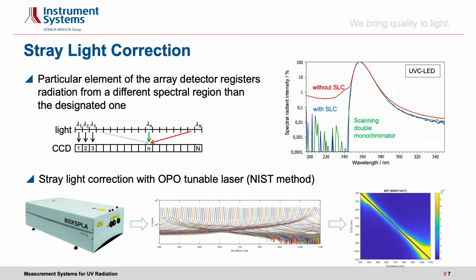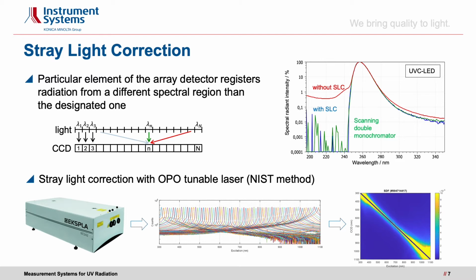The stray light correction can be applied using a tunable laser after the method developed by the NIST. So tuning the laser over the entire spectrum of the spectroradiometer, you obtain different excitation wavelengths and different responses, so that after application of such a so-called stray light matrix, the stray light corrected signal of the array spectroradiometer reaches almost the level of the scanning double monochromator.